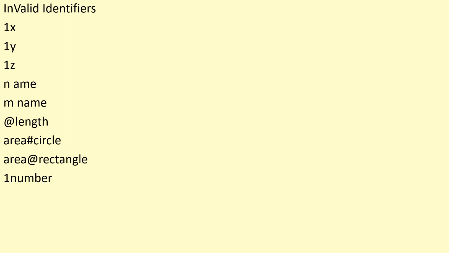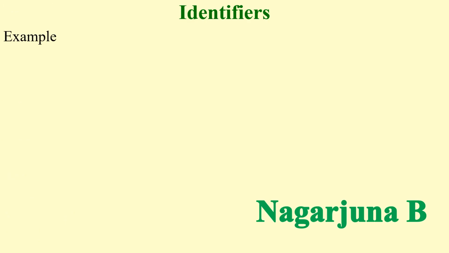1 number is not valid because it starts with a digit. 2 number 2 is also not valid because it starts with a digit. Plus area underscore of underscore circle is not valid because it starts with a plus symbol, which is a special character. Within a bracket name is not valid because we have used special symbols, an opening bracket as well as a closing bracket.